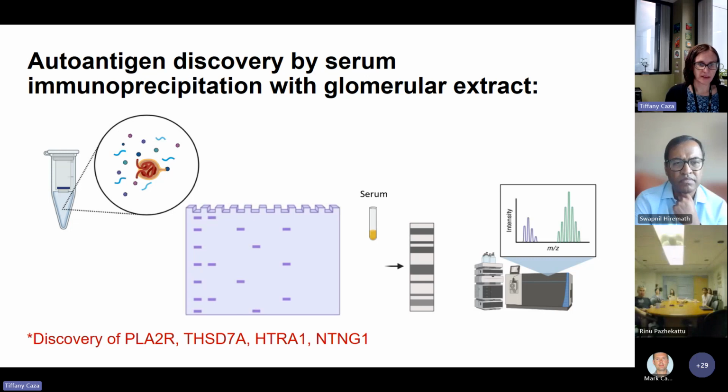You can run an SDS-PAGE gel at the same area of your Western blot, cut it out, and do mass spectrometry. And this is how PLA2R was identified, also how THSD7A was identified, as well as a couple of the new autoantigens too. A caveat of using this technique, though, is that you require the protein of interest to be in the glomerulus. If it's not a podocyte antigen or not a protein that's expressed within glomeruli, you're not going to see any seroreactivity by this technique.